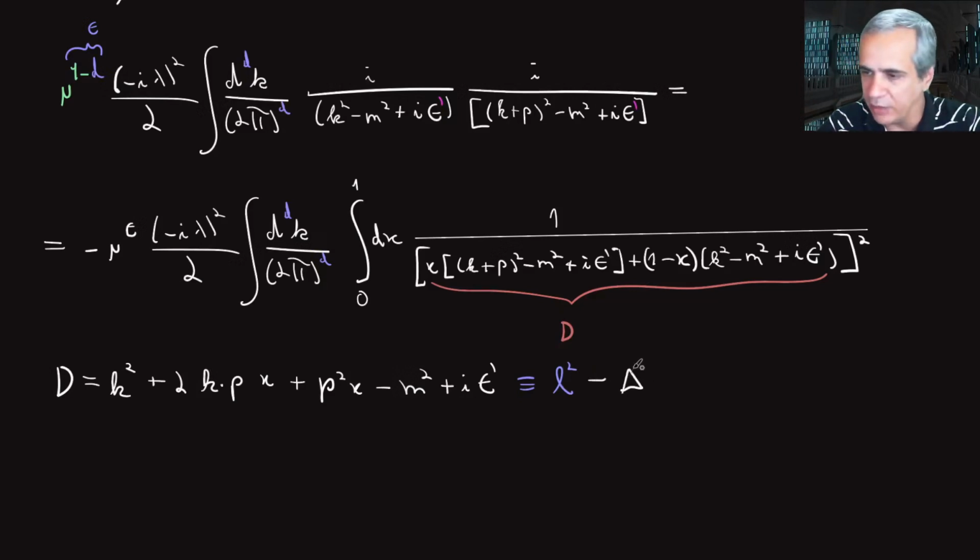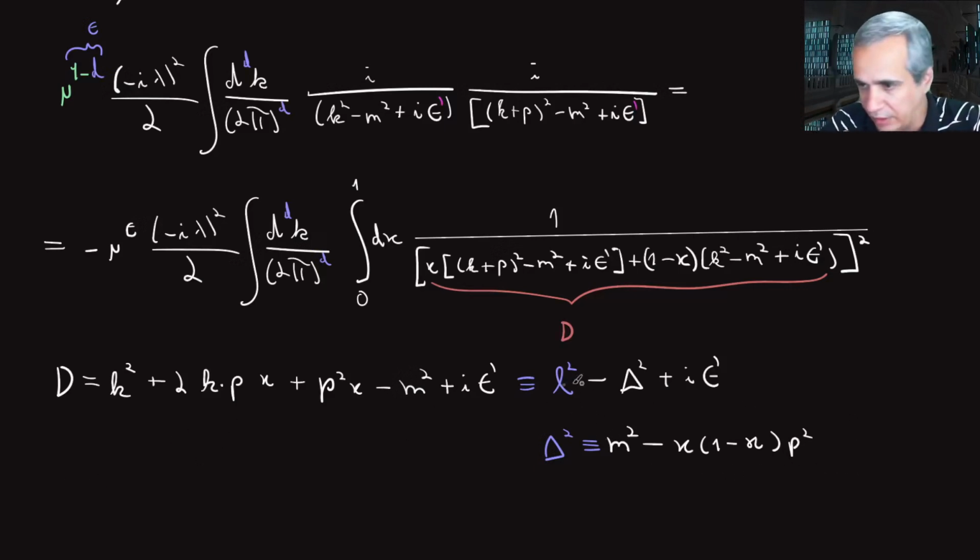And define this big delta, plus i epsilon prime, where the big delta squared is m squared minus x, 1 minus x, p squared. We did exactly this calculation before, so I'm going a little bit faster here, right? And L is defined, L mu is just k mu plus x p mu, which is a change of variables I can do now in this integral, to eliminate this cross term and get a simpler integral.